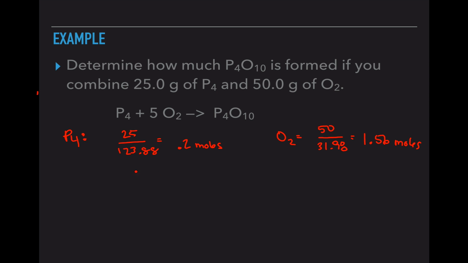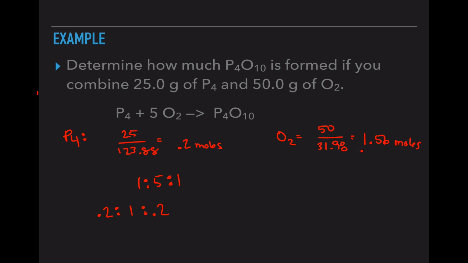Now we have to write the coefficient ratio, so the ratio from the problem, and it's 1, 5, 1. There's a 1 out front, a 5 out front, and a 1 out front. Then we have to write two mole ratios. So we're going to take this 0.2, and since this is related to P4, we're going to place it in the first spot. So 0.2 is in the first spot. It is also in the third spot because those numbers are the same. And to get from 1 to 5, we have to multiply by 5. So 0.2 times 5 is 1.